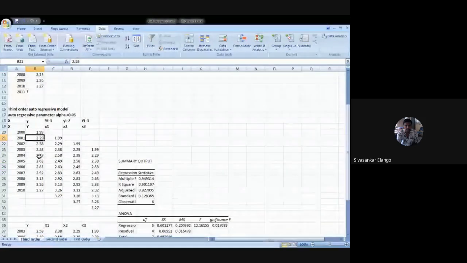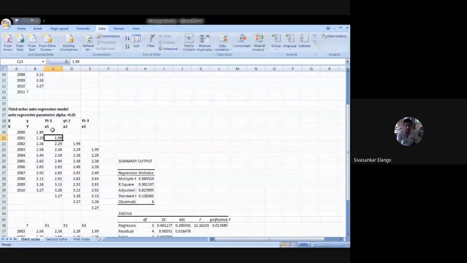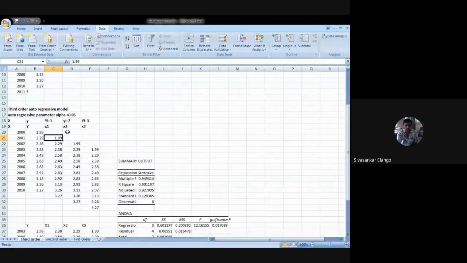So initially we have the X and Y values. We are going to find the values of Yt minus 1, Yt minus 2 and Yt minus 3, the sales based on the previous 3 years in the case of third order regression. You just need to copy this column and paste it one column down. You get the value for Yt minus 1. Yt minus 1 is equivalent to x1, Yt minus 2 is equivalent to x2, and Yt minus 3 is equivalent to x3 in regression analysis.